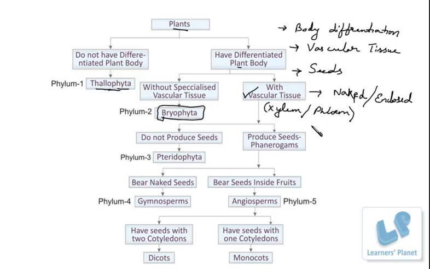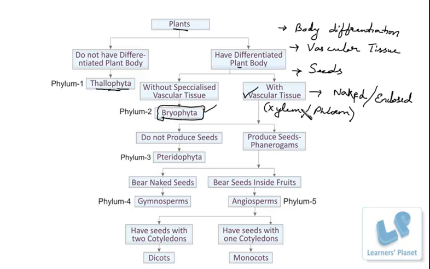So this becomes the next criteria, right? If the body is differentiated and it is lacking these vascular tissue, then they are the Bryophyta. But if this vascular tissue is now developed, then they have to be now separated from the group Bryophyta. The plant which has developed the vascular tissue will be placed in another phylum, right?